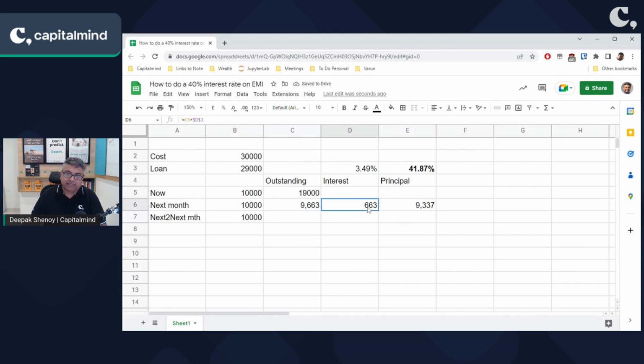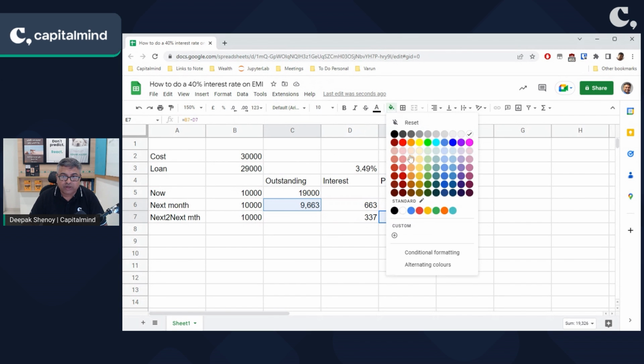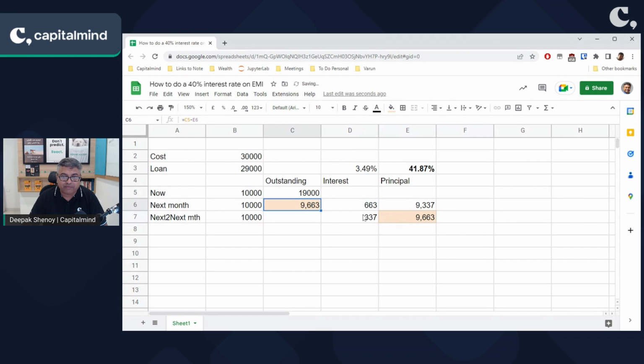The next month, my interest is now 337 rupees. So obviously my principal is 10,000 minus that. If you add these two, it is this, and this was the total amount pending. So if you look at these, you actually see that I have paid out the remaining principal in the month after next. So it requires a 3.49% monthly interest to just pay this 1,000 rupees in 3 months.